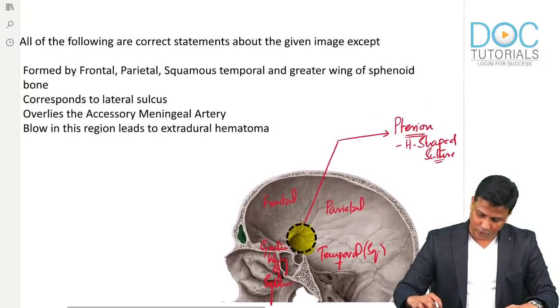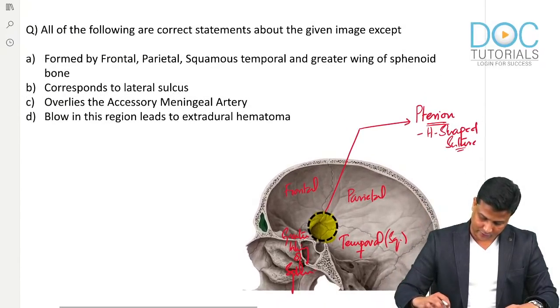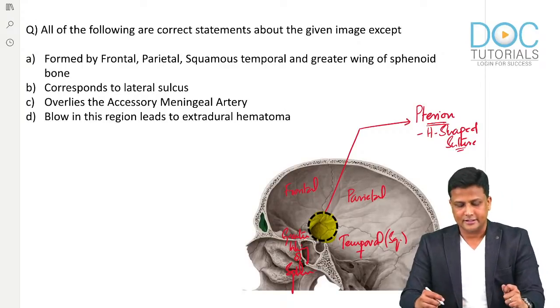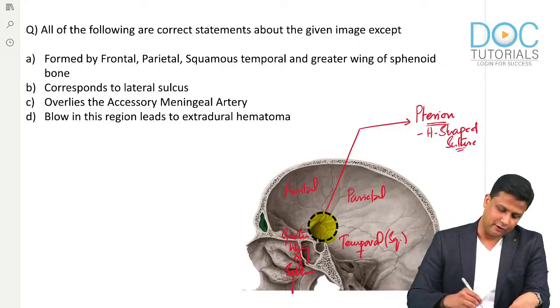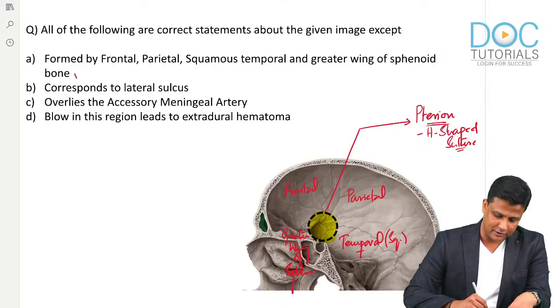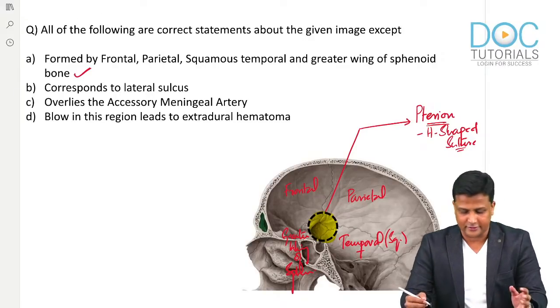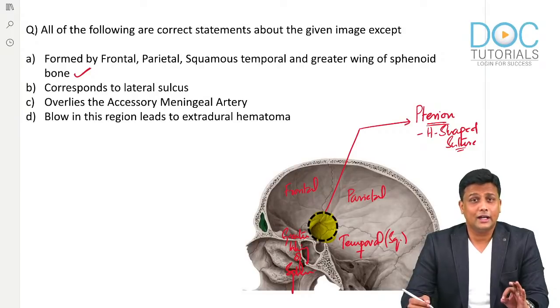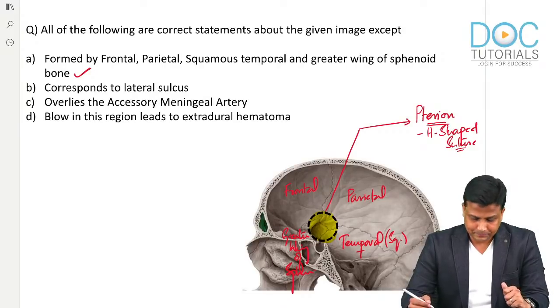Now, apart from that, what are the important points that you have to note here? All of the following are correct statements about the given image: formed by the frontal, parietal, squamous temporal, and the greater wing of sphenoid. Absolutely correct statement. Corresponds to the lateral sulcus of your brain.